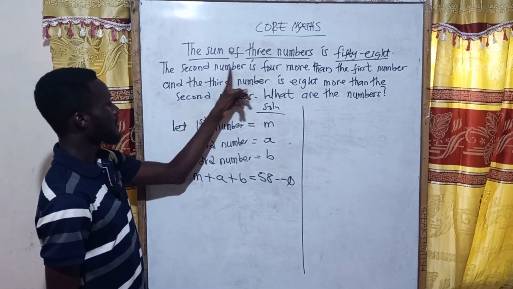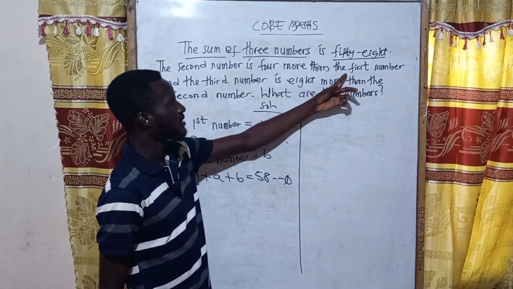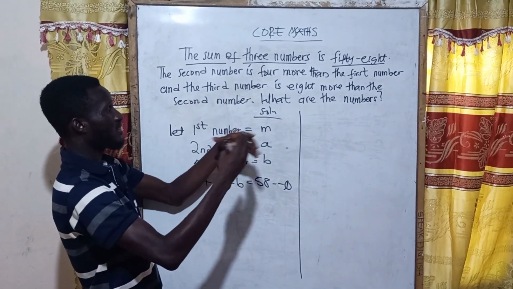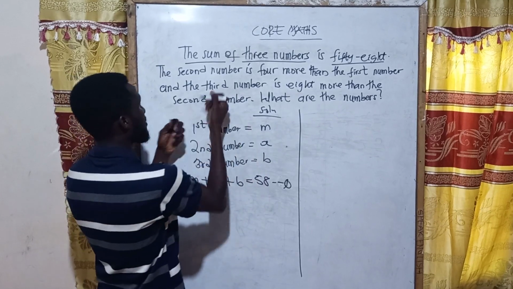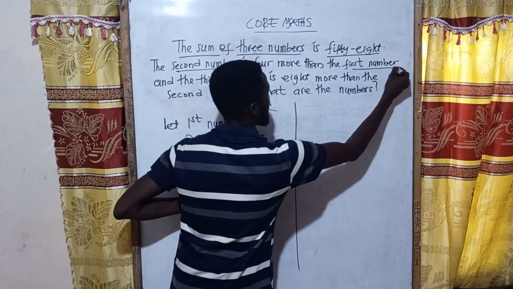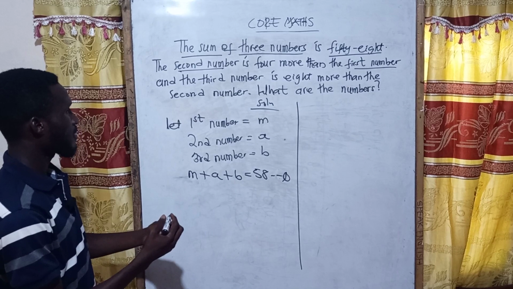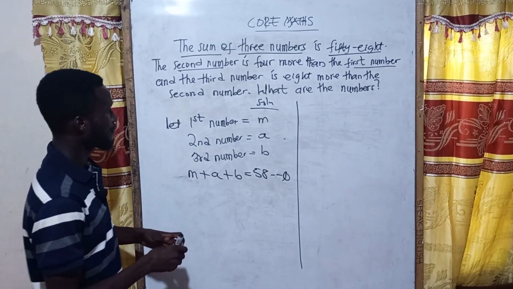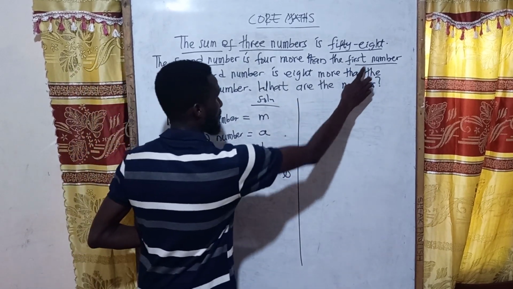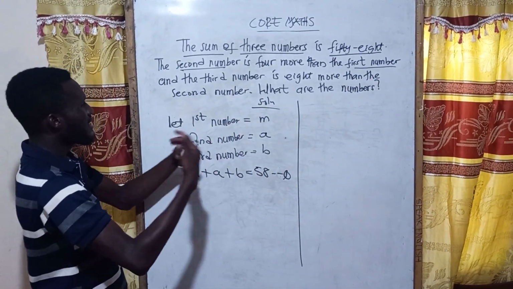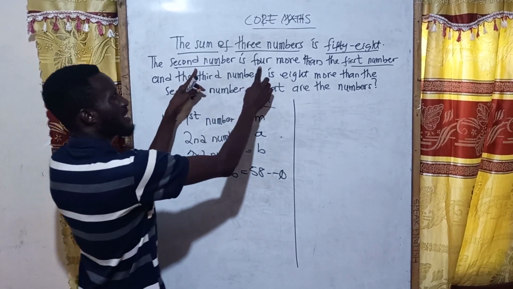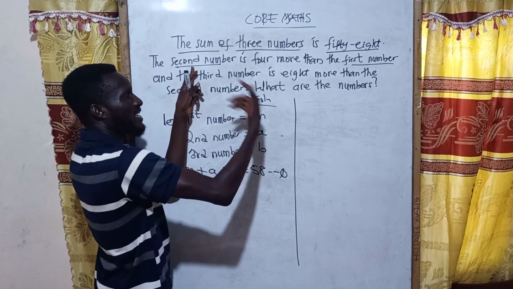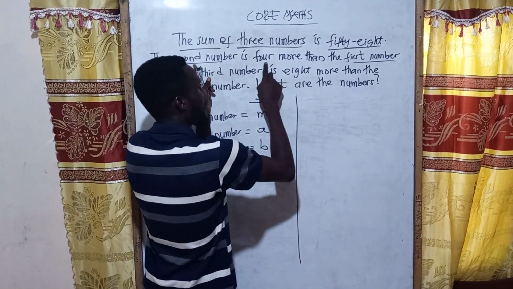The second number is 4 more than the first number. Now the second statement is talking about differences, a relationship between the second number and the first number. Now what is the second number? The second number is a. And what is the first number? The first number is m. And it says that the second number is 4 more than the first number, meaning the second number is bigger than the first number by 4.